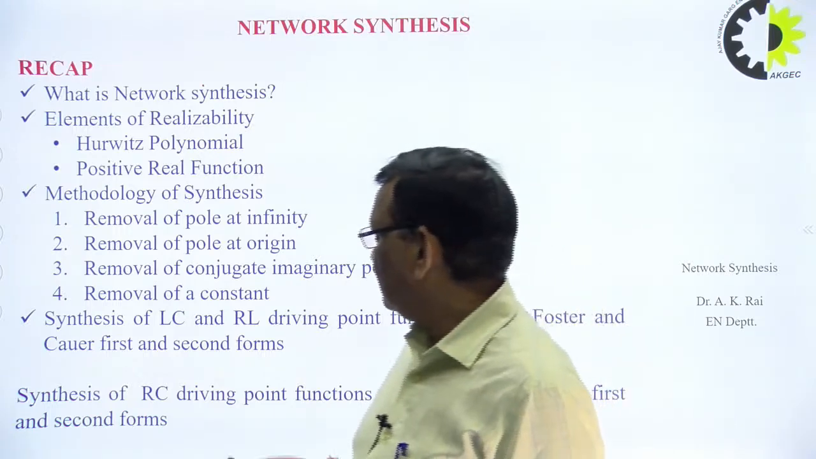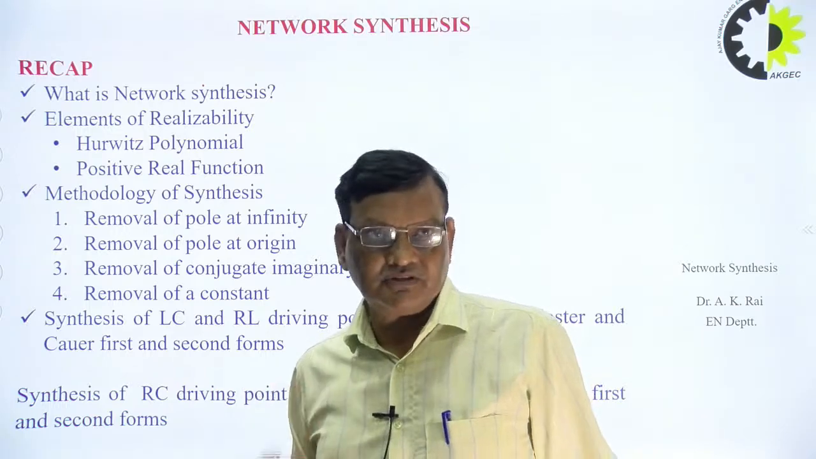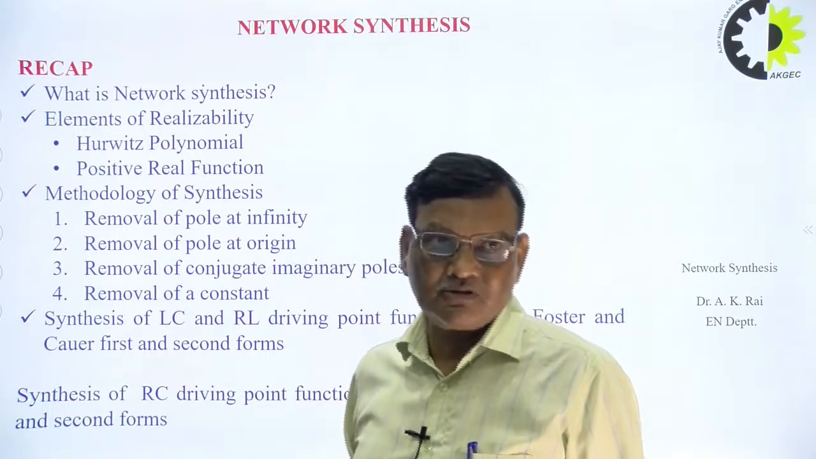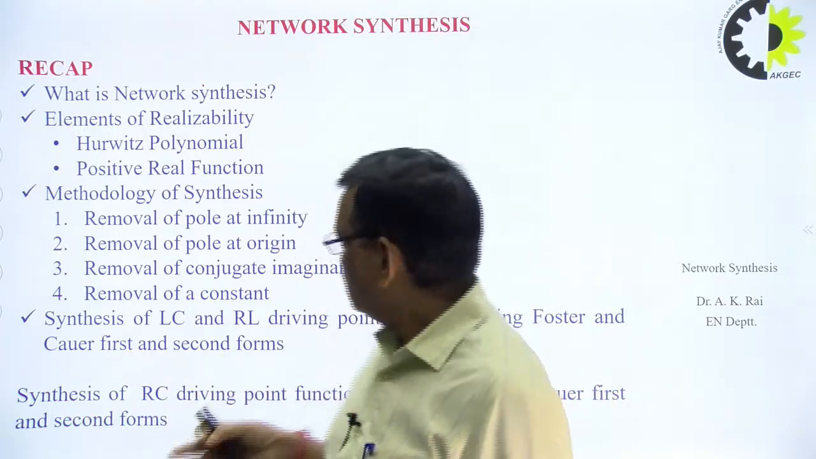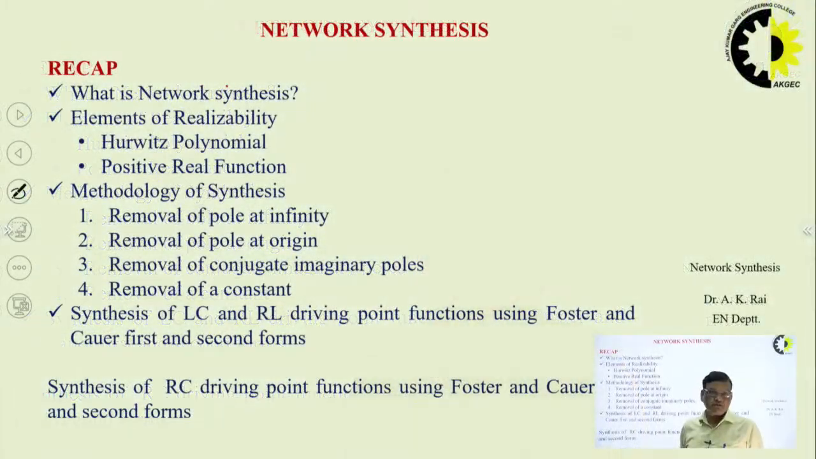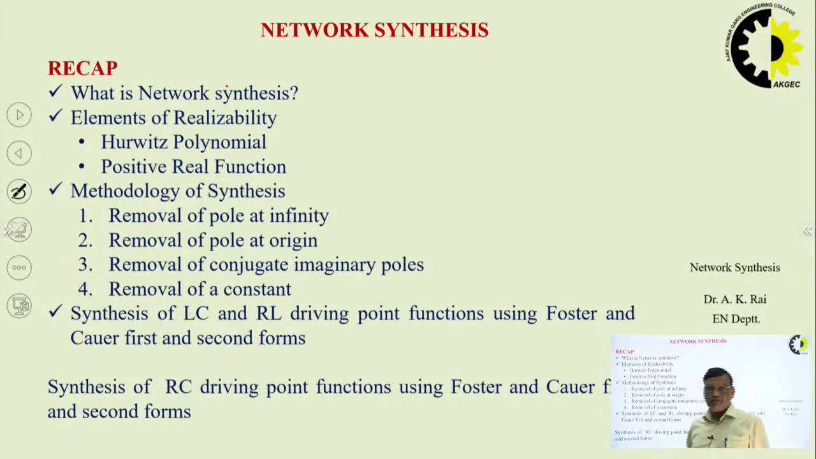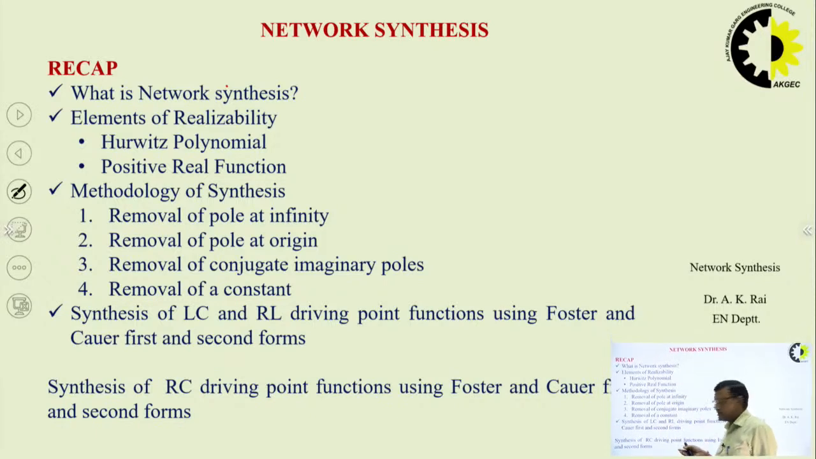So we have used removal of pole at infinity, removal of pole at origin, removal of conjugate imaginary poles, and removal of constant. So either using this or their combination we can decompose a given network function. Then we also discussed synthesis of two elements LC and RL, driving point immitance function using Foster first and Foster second and Cauer first and Cauer second forms.